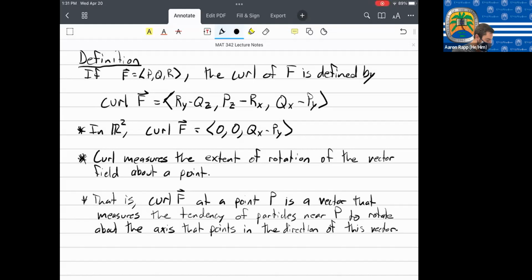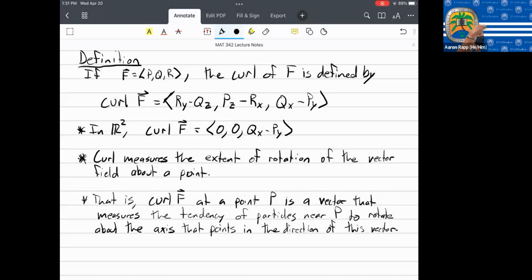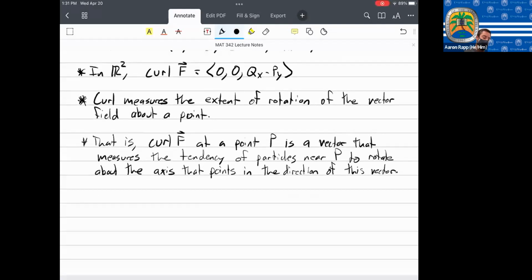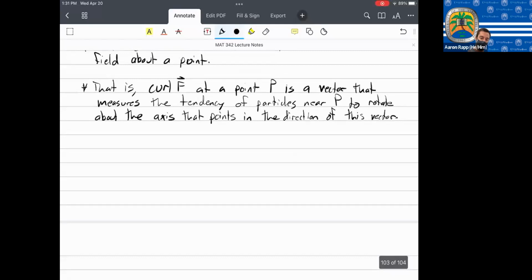So what time is it? 1:31. Cool. So I've got time for two examples. One's going to be more interesting than the other, because I want us to do this calculation, because one of the best ways to start remembering how to calculate curl is just by doing it. You technically get a little bit more exercise with it in the homework.